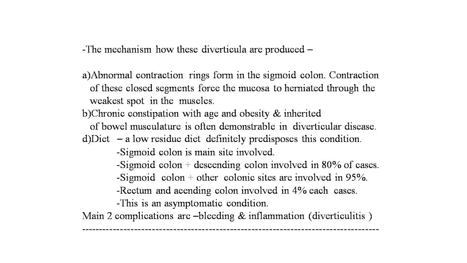Sigmoid colon is the main site involved. Sigmoid colon plus descending colon are involved in 80% of cases. Sigmoid colon plus other colonic sites are involved in 95%. Rectum and ascending colon are involved in 4% of cases each. This is often an asymptomatic condition. The main two complications are bleeding and inflammation, that is diverticulitis.